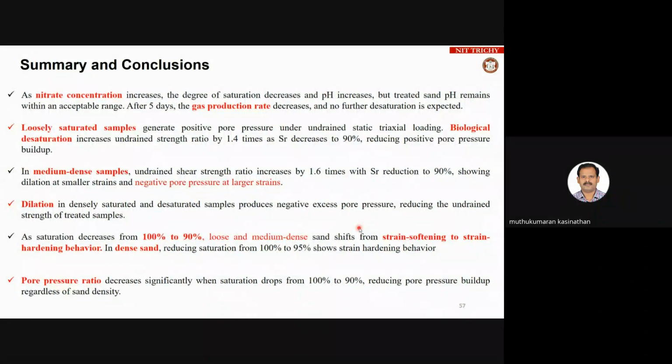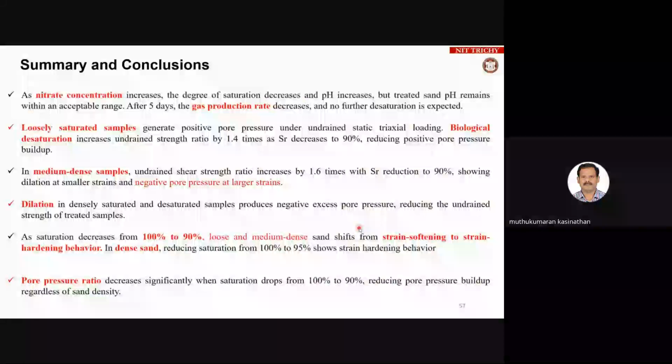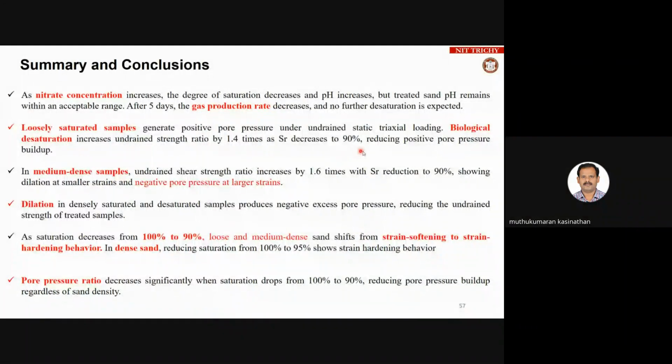As the nitrate concentration increases, the degree of saturation decreases and pH increases, but the treated sand pH remains within the acceptable range after 5 days. Gas production rate increases, and no further desaturation is expected. Loosely saturated samples generate positive pore pressure under undrained static loading. Biological desaturation increases the undrained strength ratio by 1.5 times as the degree of saturation is reduced to 90%, reducing positive pore pressure buildup.